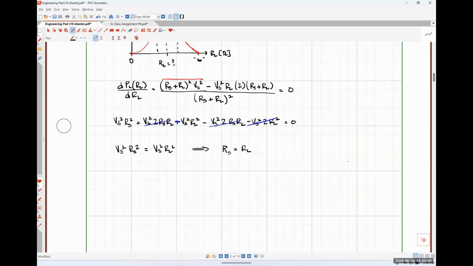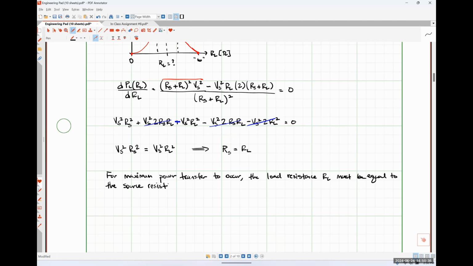So let me write that out really quickly. So for maximum power transfer to occur, the load resistance RL must be equal to the source resistance RS.